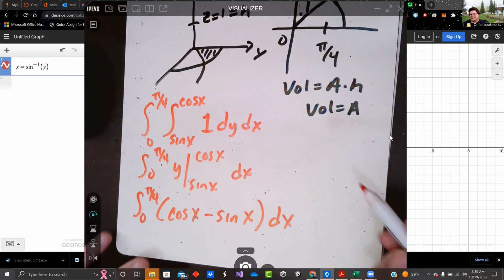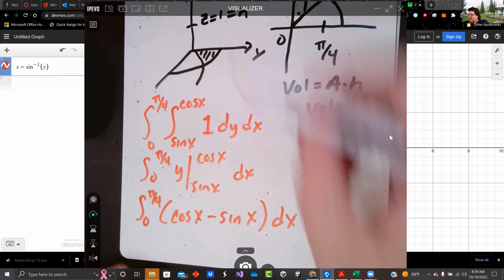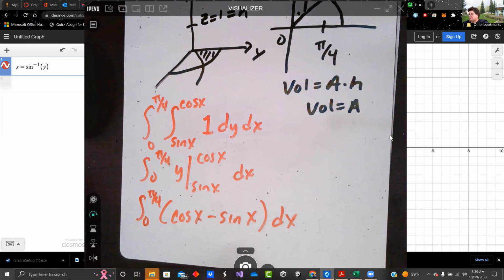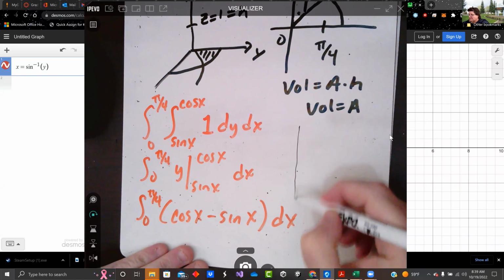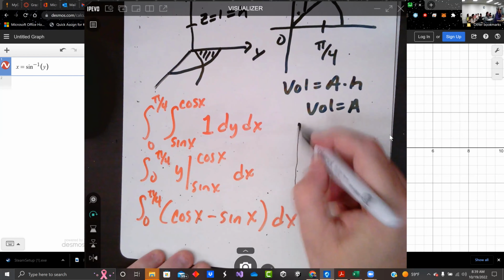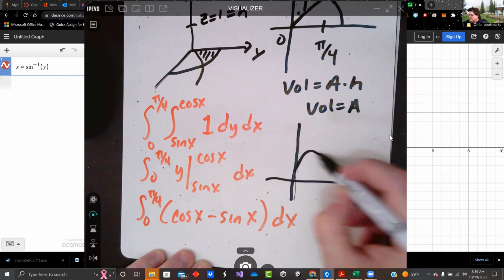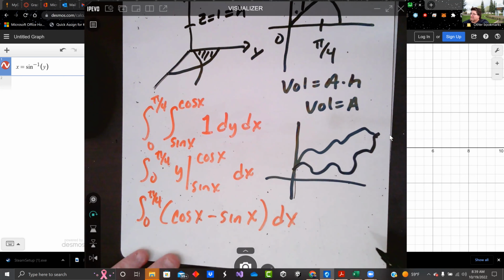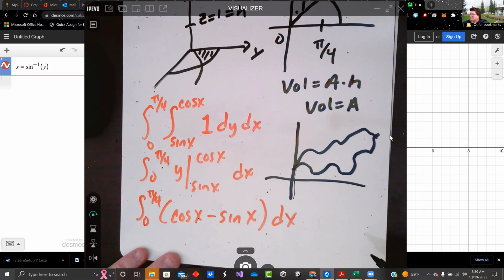But the point of this was to notice that if this region is awkward, if you've got something that's like that and that, we can always do it as a height and make it a little bit easier. That's great.